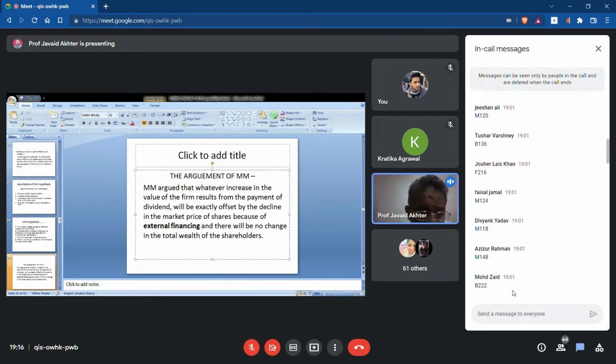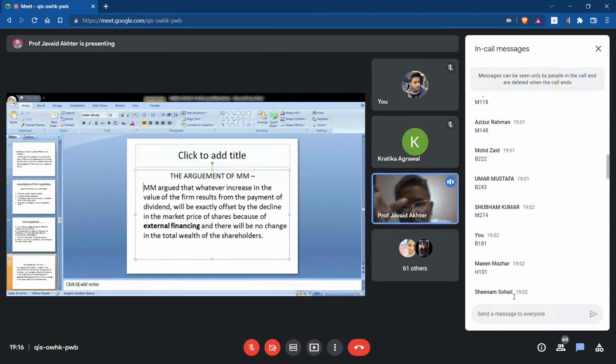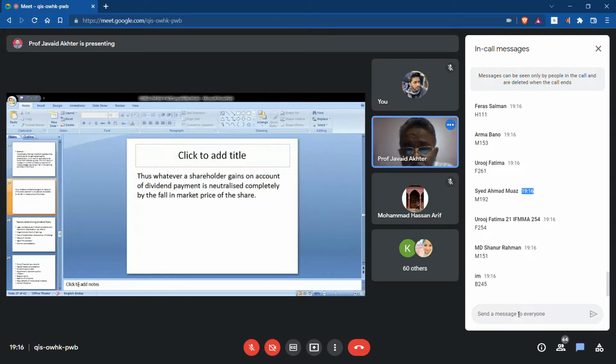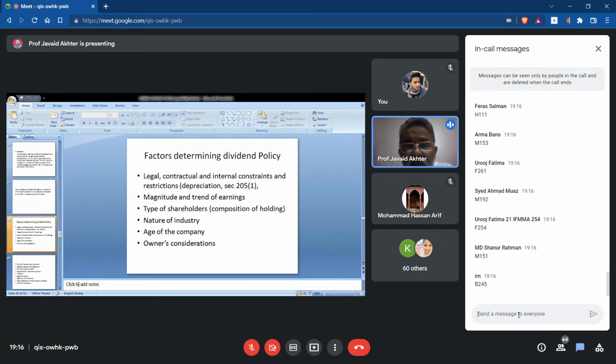So shall I proceed to the discussion on the next part of our irrelevance theory? Now, this is an example, nothing more. It's again an example. Now, further thing in this respect is to know about other aspects of dividend theory. For example, there are various forms in which dividend can be paid. I'll cover that in the subsequent slide.